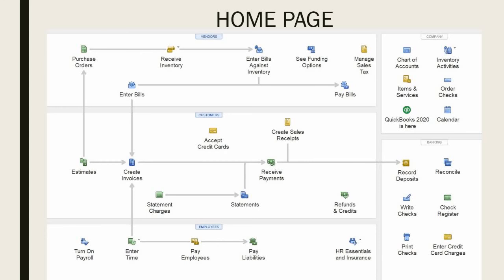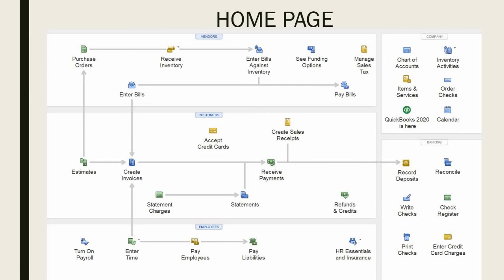So the first one is going to be the home page. The home page is going to be the easiest way to understand, as well as to enter in your data. As you can see, there are little icons as well as little arrows to show you what comes next. It is a graphic depiction of the flow of a transaction, okay? So, for example, if we have inventory, the first thing is we have our purchase orders. Well, what happens when we place our purchase orders? The next thing is we have to receive our inventory. And then the next thing is you have to place the bill against the inventory, all right?